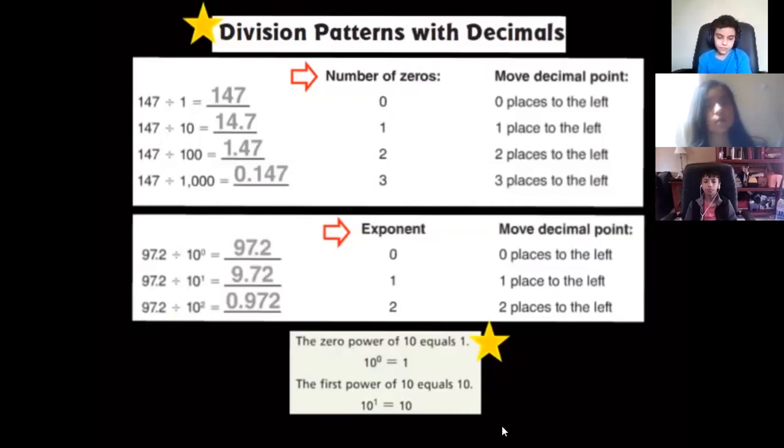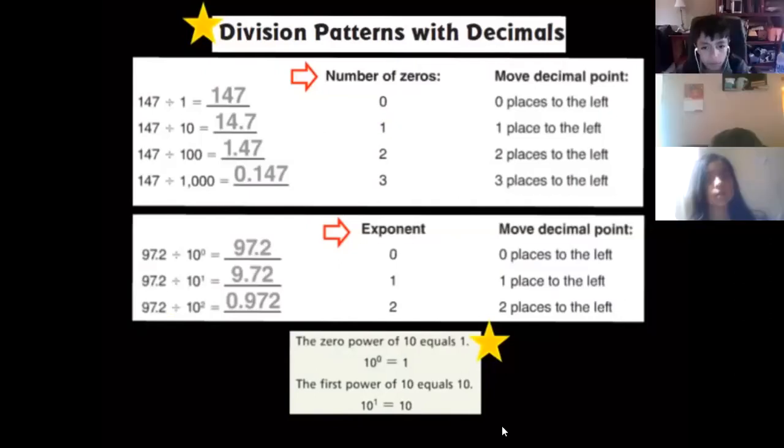Now, for the next problem, we see 147 being divided by 10. Well, in the number 10, I know there is 1 zero. So what that means is I'm going to move that decimal one place to the left. Our next problem shows 147 divided by 100. In the number 100, there are 2 zeros. So I'm now going to move the decimal 2 places to the left. So our answer turns out to be 1 and 47 hundredths.